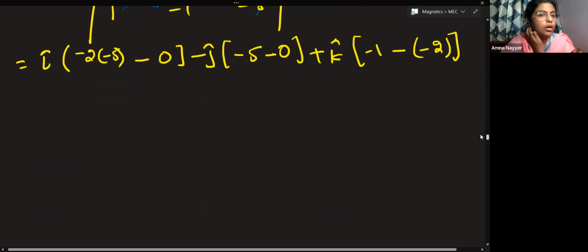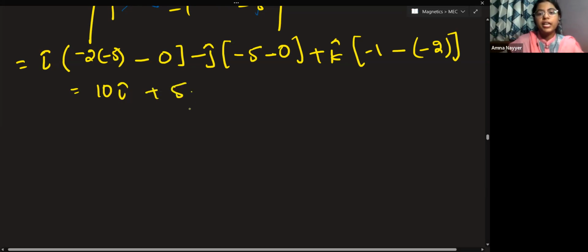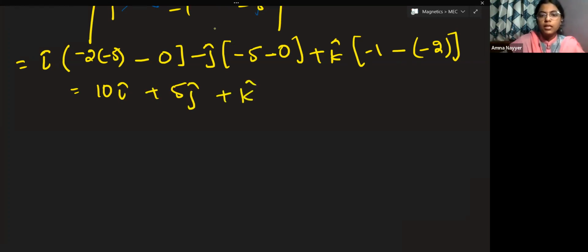So this becomes what? Minus 2 into minus 5, that becomes 10. So this is 10 I cap. This is minus 5 into minus j cap, that becomes plus 5 j cap. Here we have 2 minus 1, that is k cap. Yes. So Akifa, what was your answer? 10 I cap plus 5 j cap plus k cap. Yes, right. Correct.